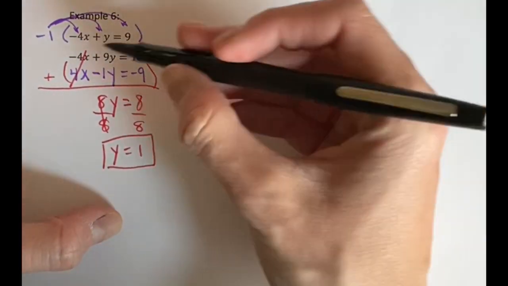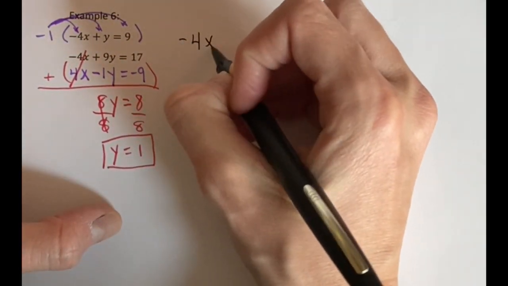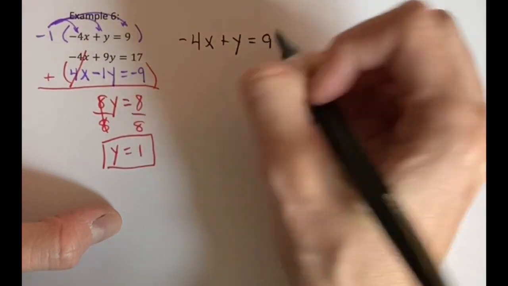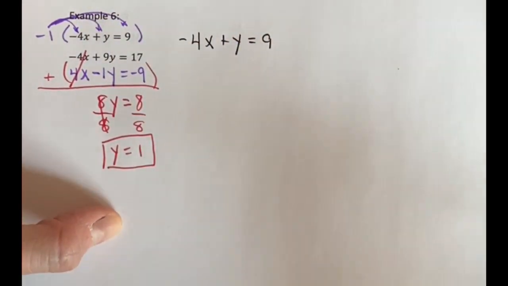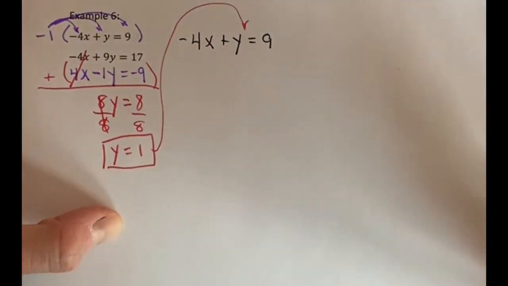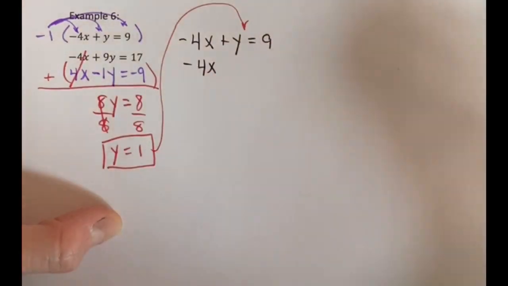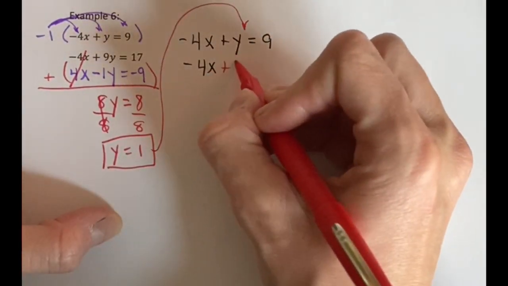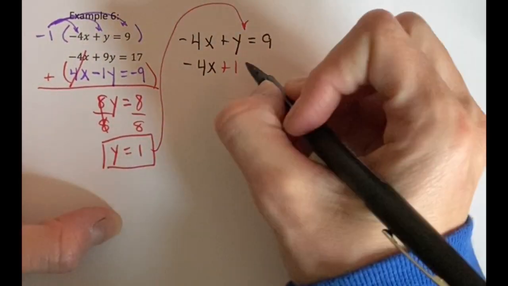So then we're going to take one of our equations. So I have negative 4x plus y equals 9. And I need to solve for my x here. So everywhere I see y, I'm going to replace it with a 1. So this is negative 4x. Instead of plus y, it's plus 1 equals 9.